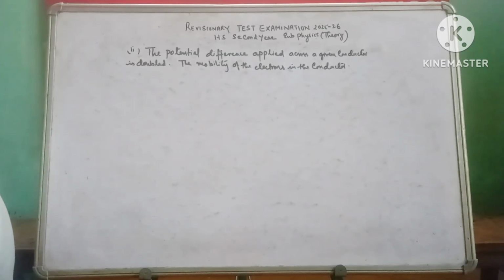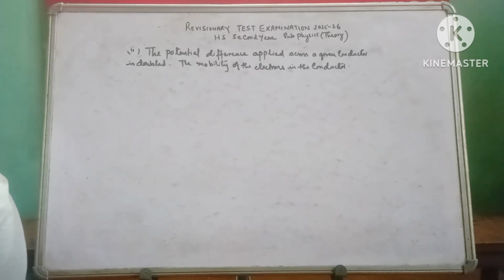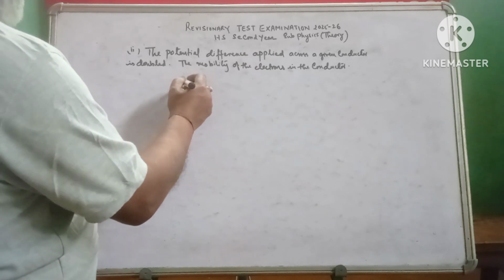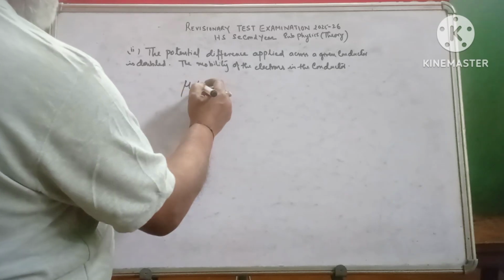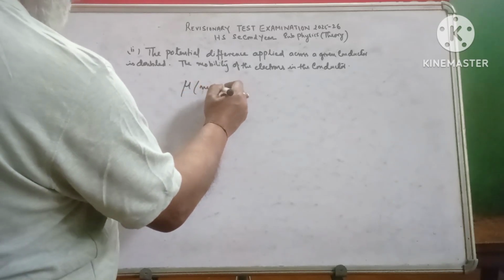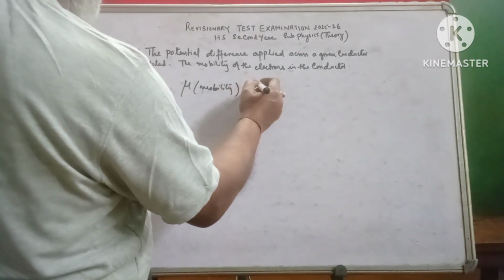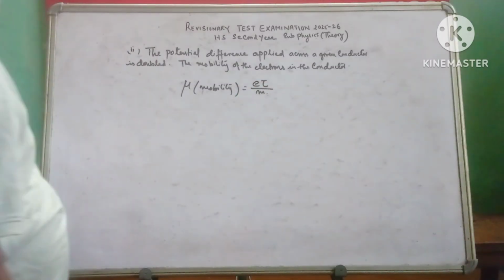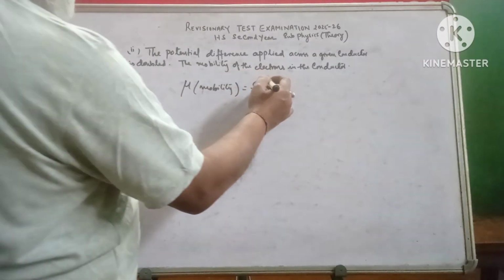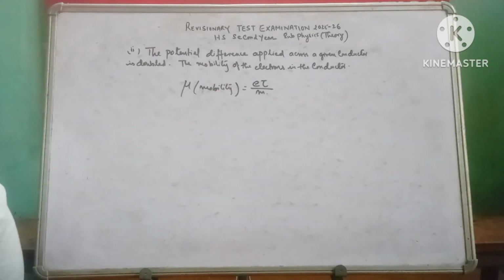Now the next question is: the potential difference applied across a given conductor is doubled; what happens to the mobility of electrons in the conductor? The definition of mobility, that is the formula for the mobility of a charge carrier, is charge of the electron times relaxation time by mass of the electron. Here tau is the relaxation time, e is the charge of the electron, and m is the mass.